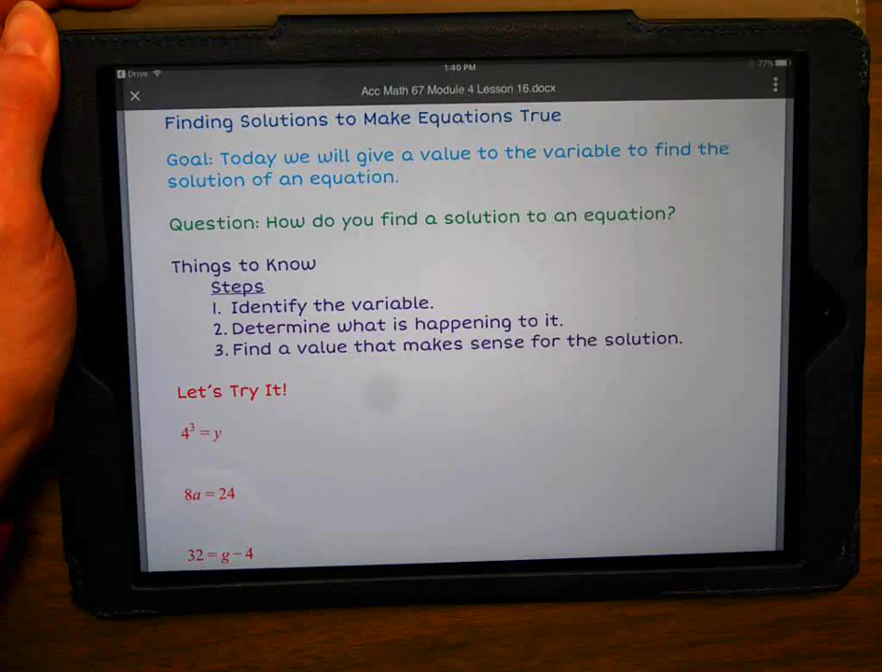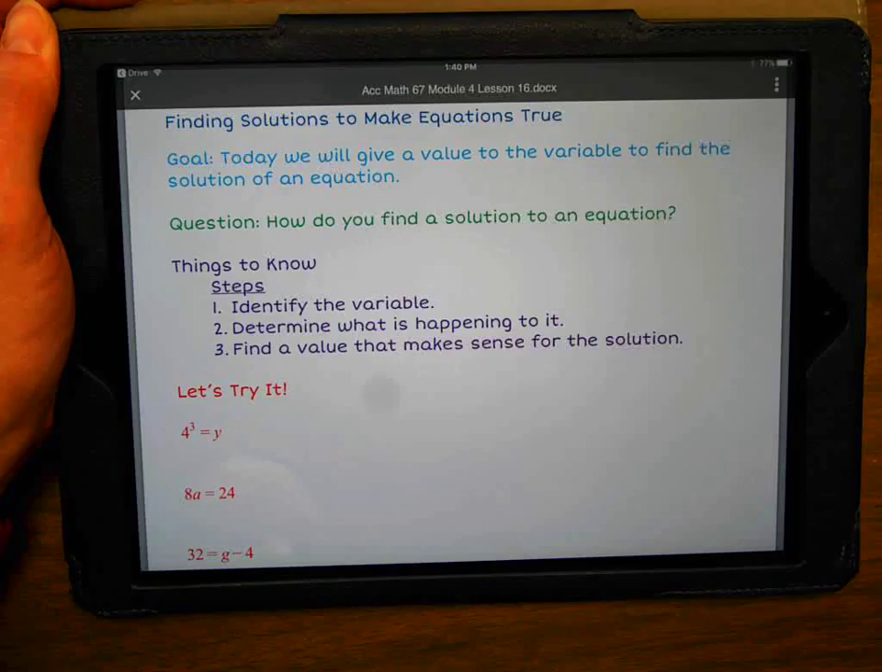The first step that's usually very helpful is to identify the variable within your equation. Remember that an equation is an equation if there is an equal sign present, and that means that it can be solved. The second thing you need to do is determine what is happening to the variable itself. The third step is to find the value that makes sense for the solution.